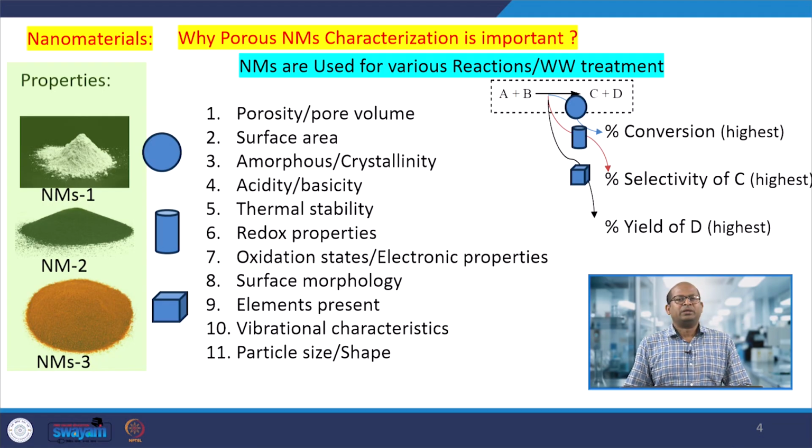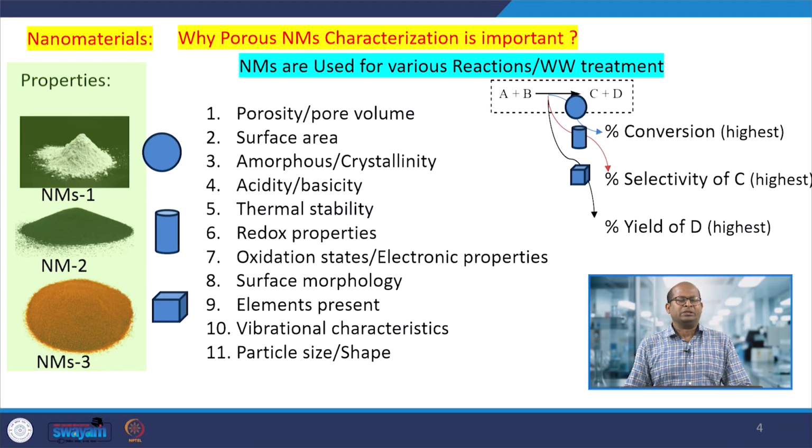Based on the specific property the material possesses, its performance will change. Since nanomaterials can be applied in various applications, such as wastewater treatment, reaction engineering, heat transfer, and fluid dynamics, we can use nanomaterials in many places. So the performance of nanomaterials depends on specific properties.